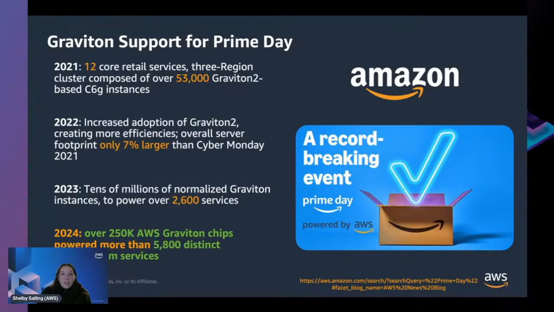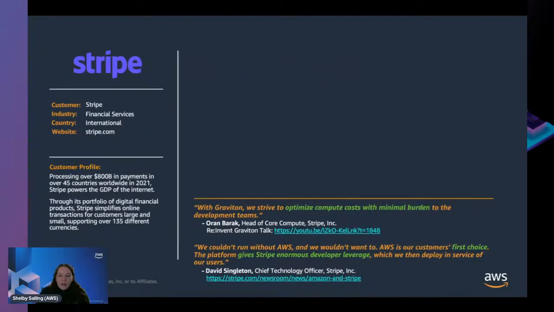But the real highlight is 2024. We experienced hypergrowth. So there's over 250,000 Graviton chips powering more than 5,800 distinct Amazon.com services. So definitely, I think, is a show of our own confidence in our own service in running one of the biggest days in Amazon e-commerce on Graviton. All right, I have a few customer highlights.